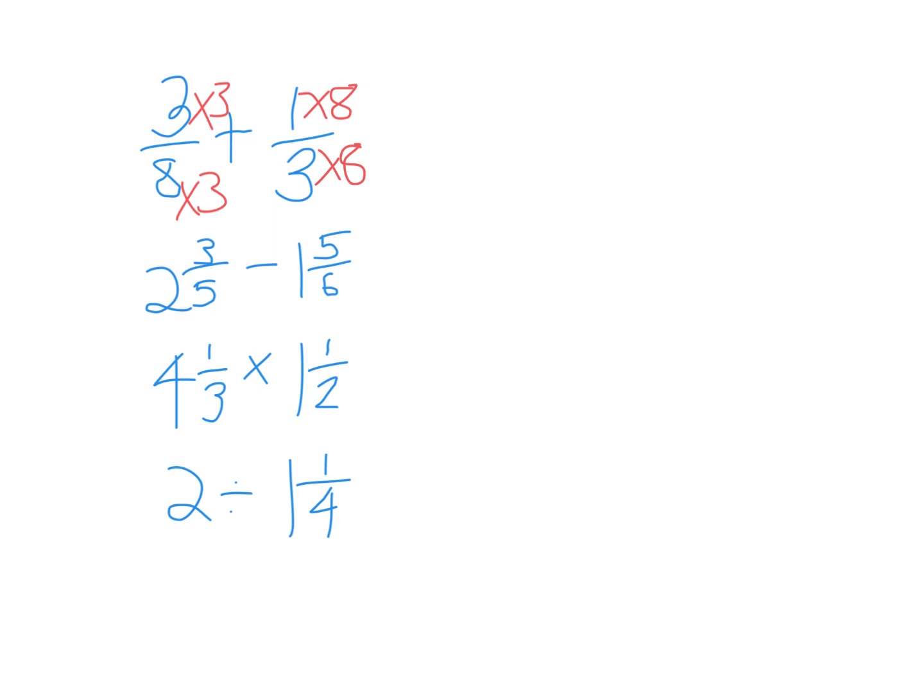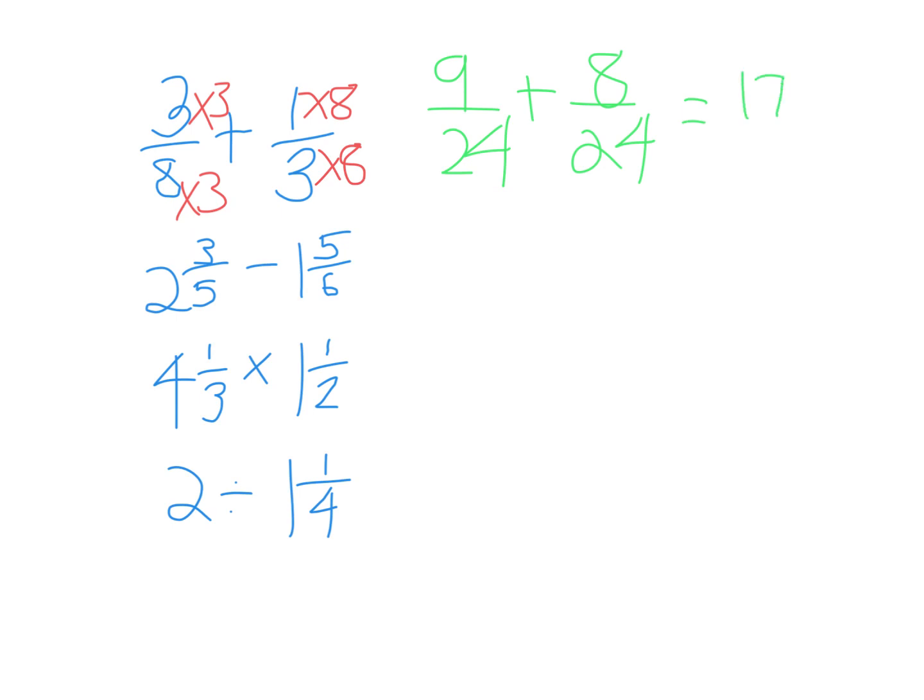So 3 over 8 is the same as 9 over 24. 1 over 3 is the same as 8 over 24. So when you've got two fractions with the same denominator, to add or subtract, you just operate on the numerators, the top.